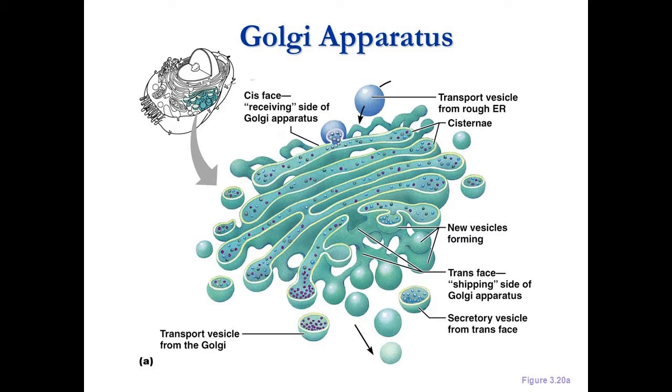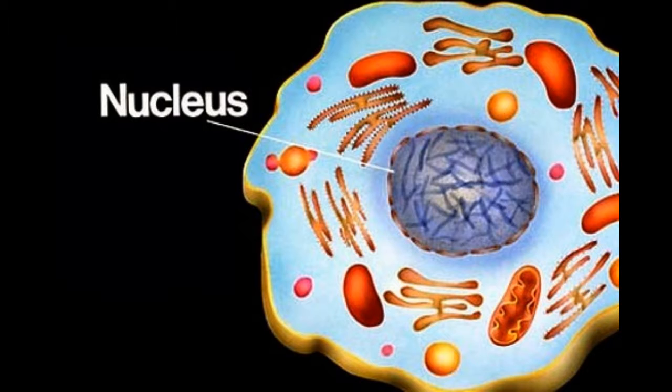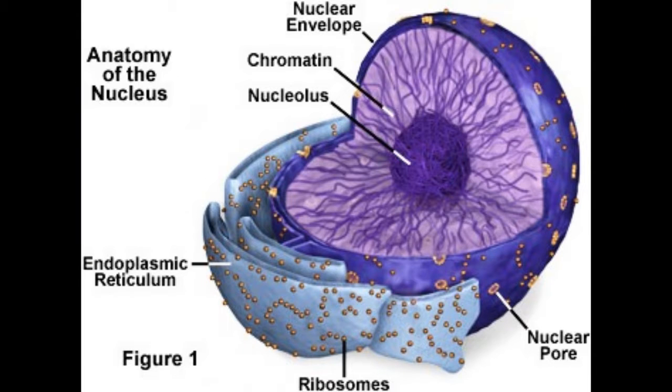Golgi apparatus. Process and bundle macromolecules like proteins and lipids. Nucleus. Control and give commands within the cell. Nucleolus. The dark part in the center of the nucleus that contains some proteins and the DNA/RNA molecules.